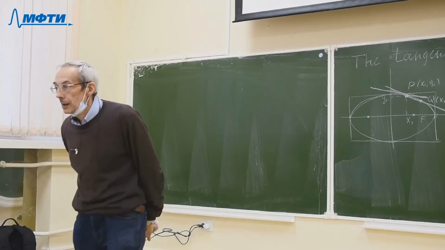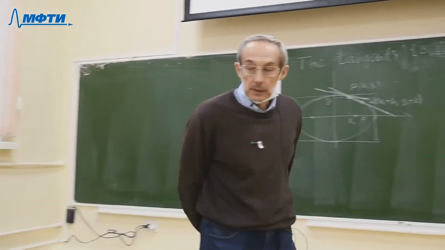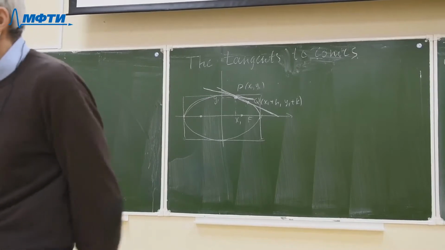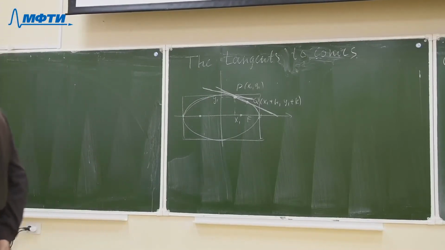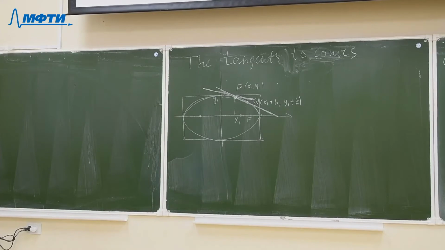Let's start our seminar. And I suggest to solve some problems. First of all, devoted to tangents to parabola, and after them I try to explain how to obtain the equation for tangent line to the ellipse, and we consider some problem related to the properties of tangent line of ellipse.